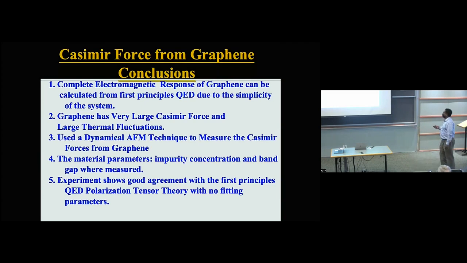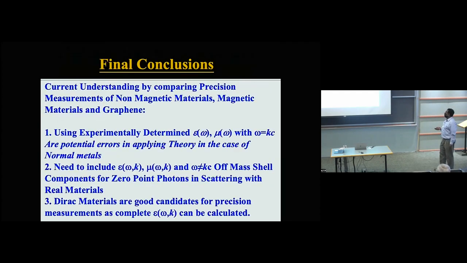We characterize the impurity concentration and the band gap independently to make sure we get our theory input correct. And the experiments show good agreement with the first principles PUD polarization tensor theory with no fitting parameters. There are no uncertain parameters here. So, final conclusion: what do we get from all of these different materials?